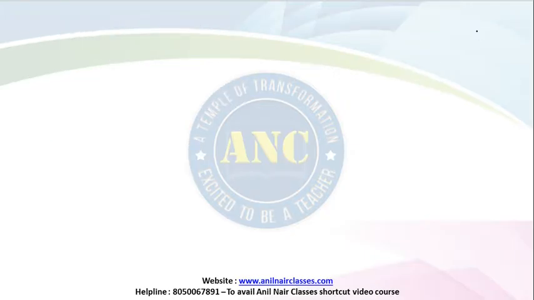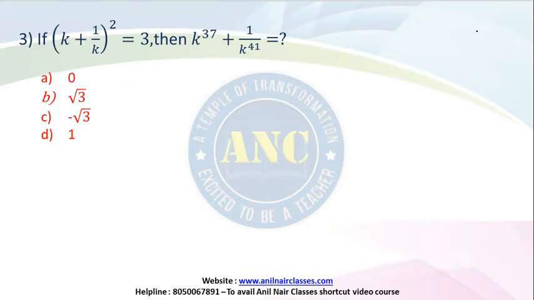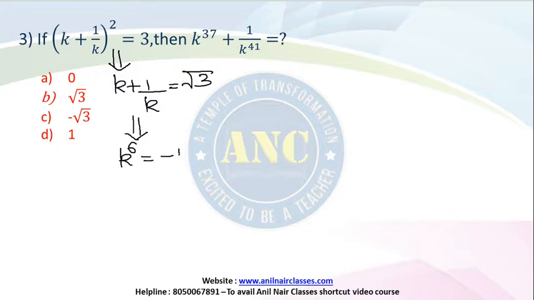See the third question. See question number 3. Now they are giving you k plus 1 by k whole square is equal to 3. Now this I can also write as k plus 1 by k equal to root 3. From this I can also write that k power 6 will be equal to minus 1. That means k power 37 is what they are asking you in the question. 37 is k power 36, which is an even multiple. K power 36 is 1. K power 1, it is k, plus 1 divided by k power 41.